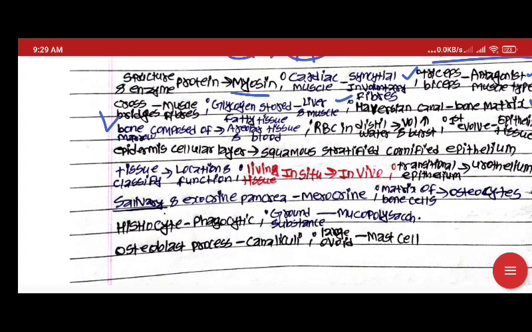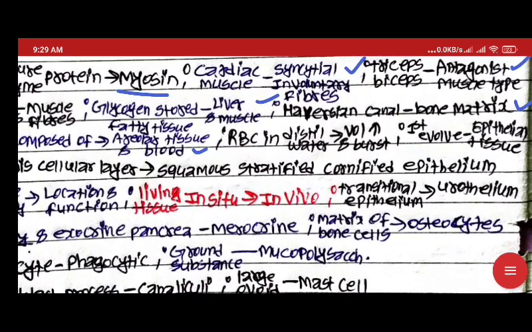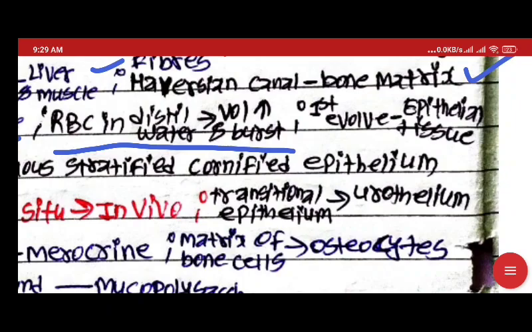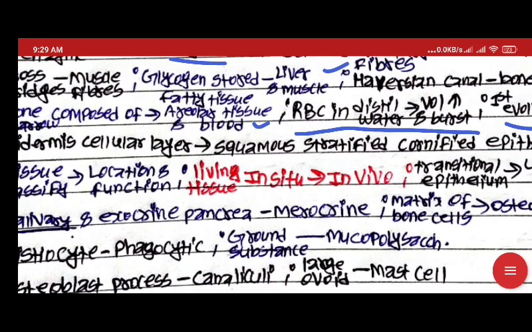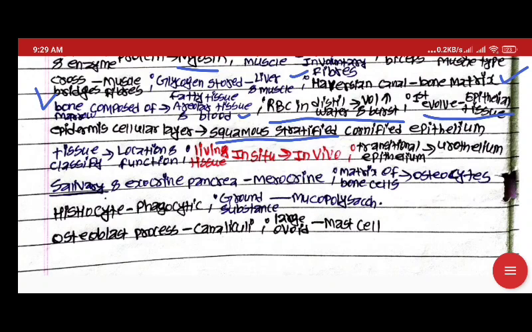Now bone marrow is composed of what? Fatty tissue, areolar tissue and blood. RBC in distilled water. If you put an RBC in distilled water, first its volume increases, and then it will burst. Now the first evolved tissue is epithelial tissue. You should remember. Epidermis cellular layer. The epidermis layer is stratified squamous cornified epithelium. This is also a point that should be remembered.